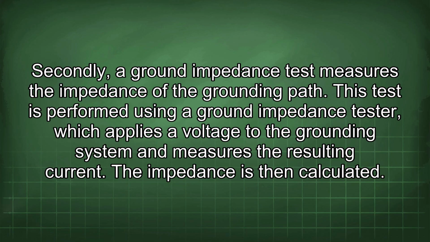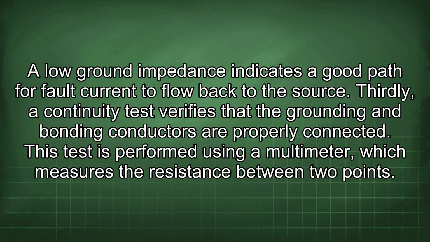Secondly, a ground impedance test measures the impedance of the grounding path. This test is performed using a ground impedance tester, which applies a voltage to the grounding system and measures the resulting current. The impedance is then calculated. A low ground impedance indicates a good path for fault current to flow back to the source.